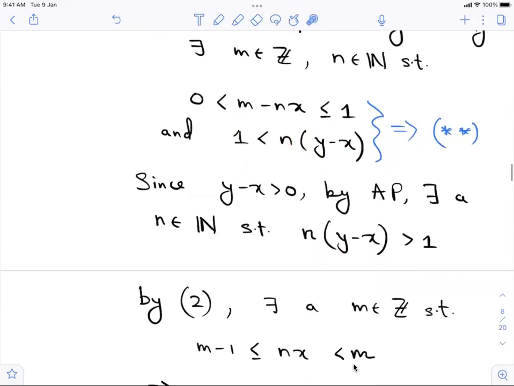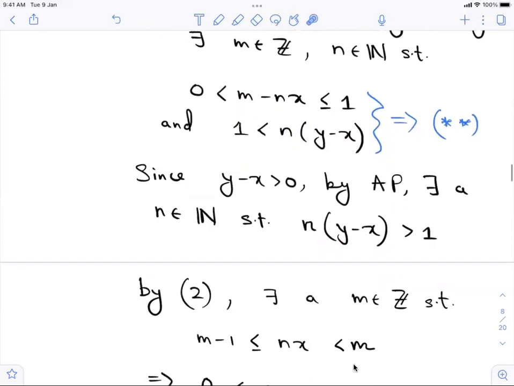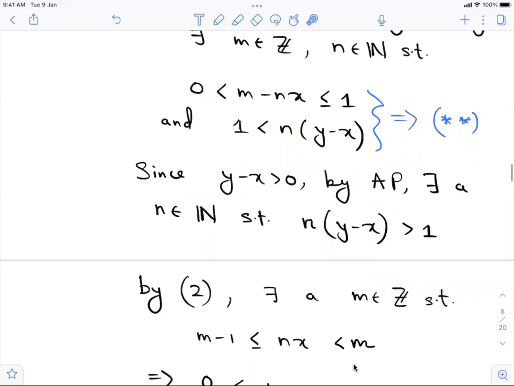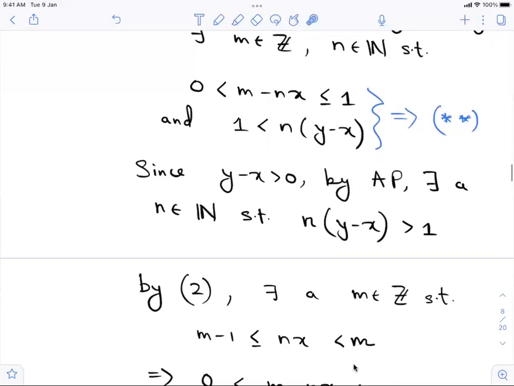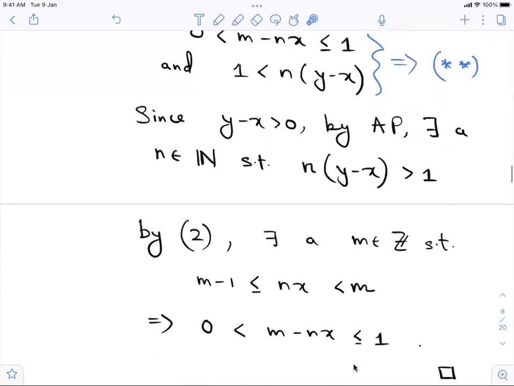Once you have made the choice of n, n is fixed, x is also fixed or given. So I have to find an m such that the distance between m and nx is strictly positive, and less than or equal to 1. And now you can already guess how the second property comes into the picture. For this real number nx, I can put it inside an interval, so I can find an integer m such that nx is strictly less than m and nx is bigger than or equal to m minus 1.